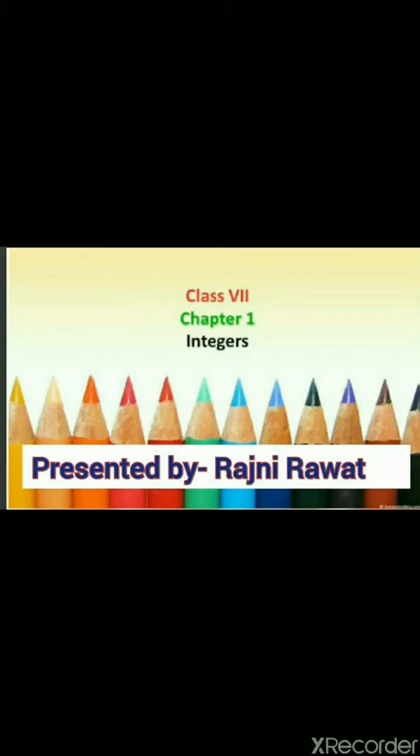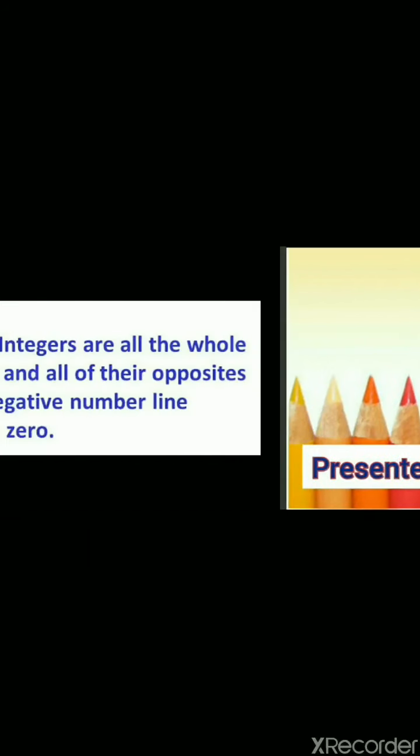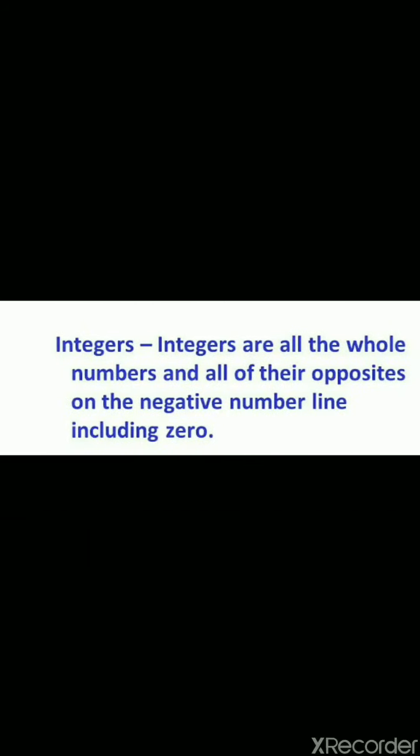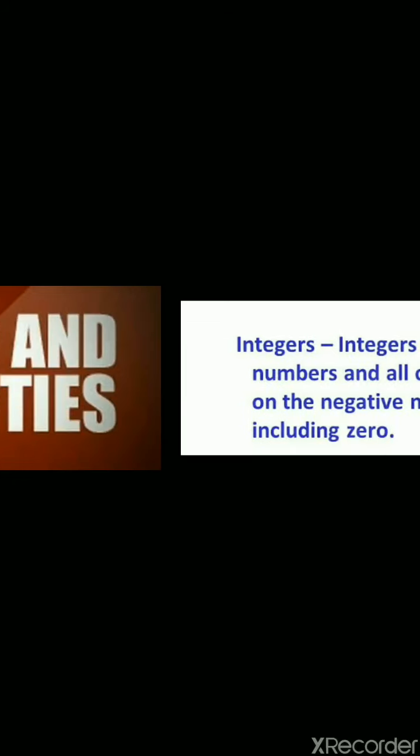Today we will start with a new chapter, that is integers. Integers are all whole numbers and all of their opposites on the negative number line, including 0. That means all positive numbers and all negative numbers, including 0, are called integers.